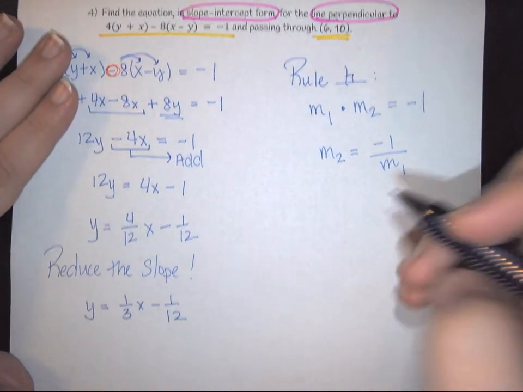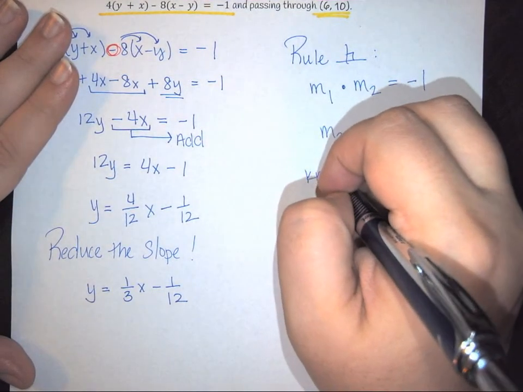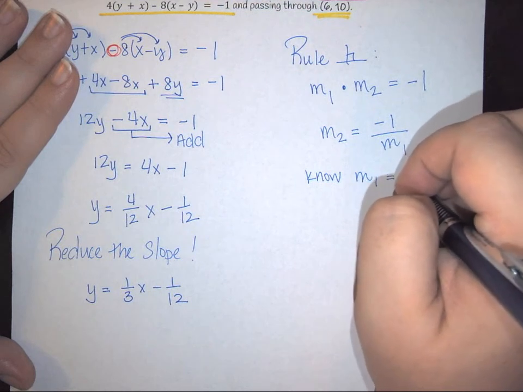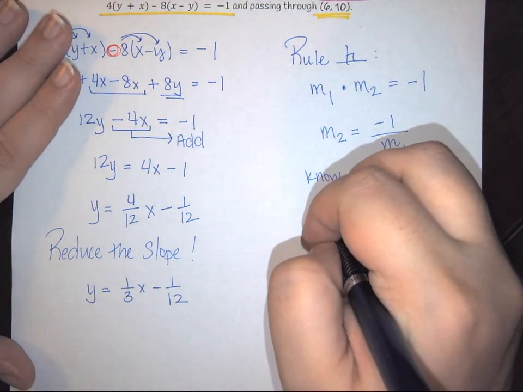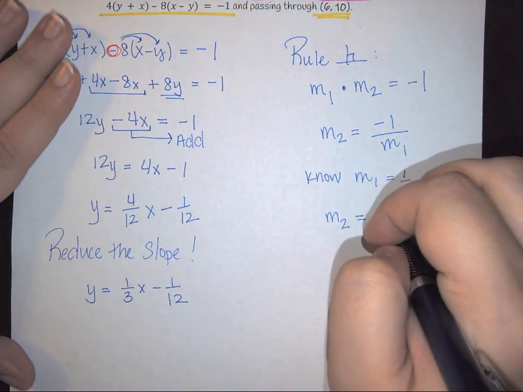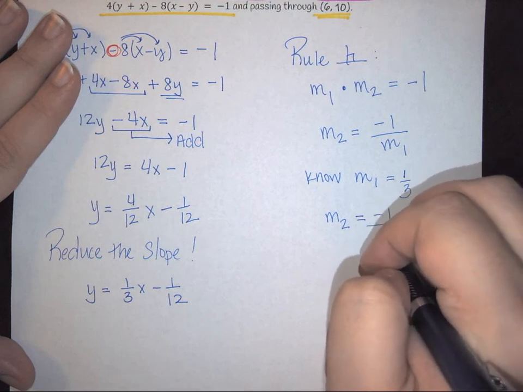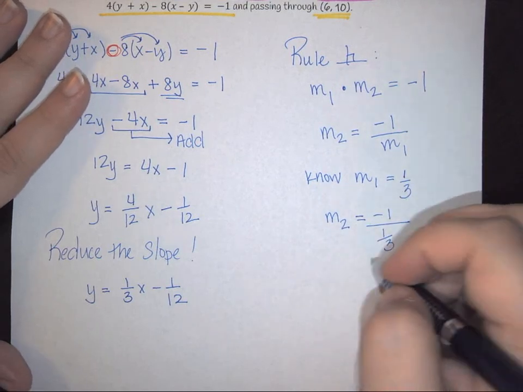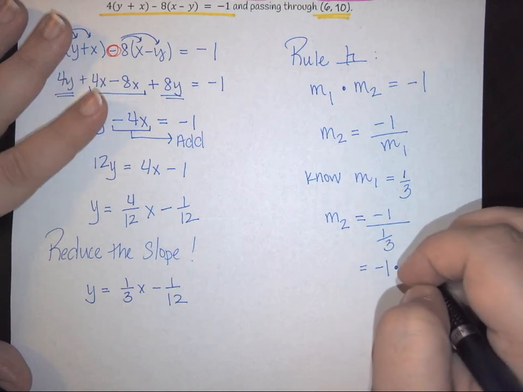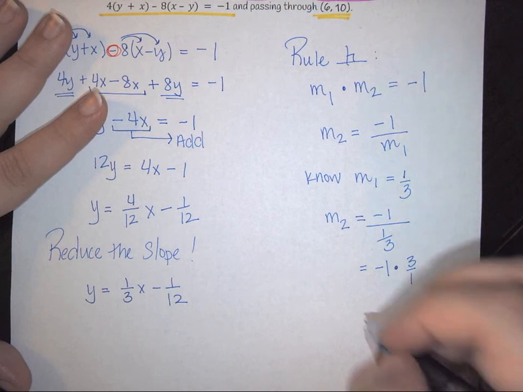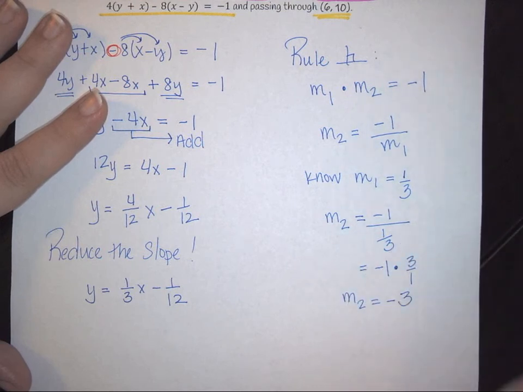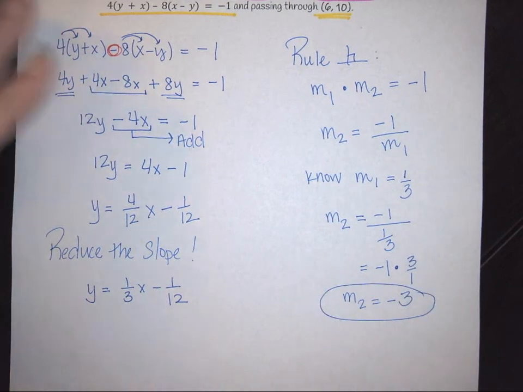So in this case, what do we know? Well, we know that my first slope was equal to 1/3. So my new slope, or my perpendicular slope, is going to be negative 1 divided by 1/3. Well, we know, keep the first, change the multiplication, flip the reciprocal. So my second slope here equals negative 3. So this is the information I need.